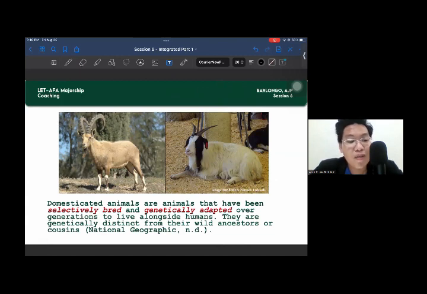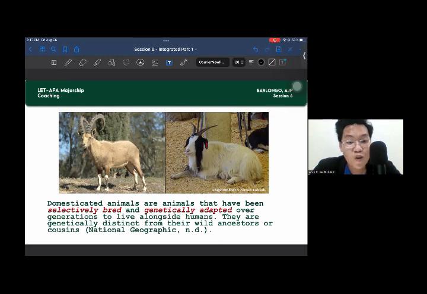Kapag sinabi nating domesticated animals, ito ay yung binibreed talaga siya for agriculture or binibreed talaga siya because of animal production. Ganun. So for example, ito ang sabi dito, that have been selectively bred and genetically adapted over generations to live alongside humans. So they are genetically distinct from their wild ancestors or cousins. So in this picture, can you identify kung alin dyan ang domestic at alin dyan ang wild?